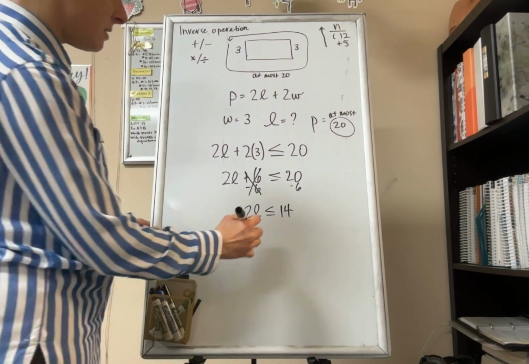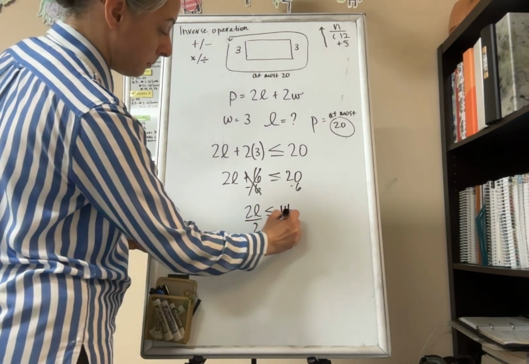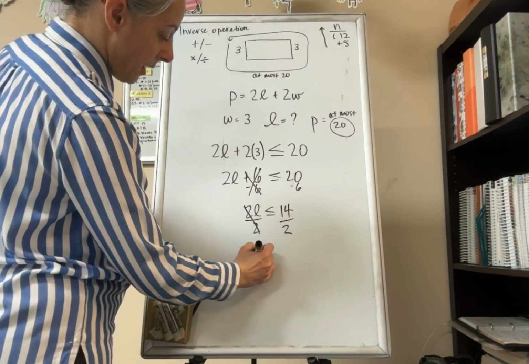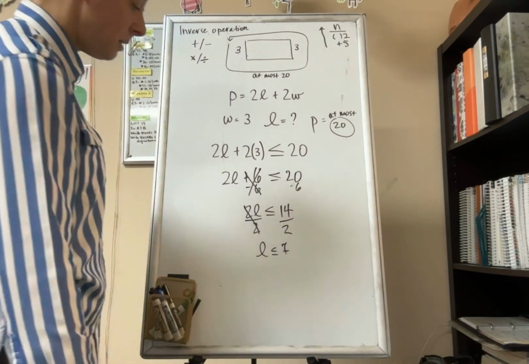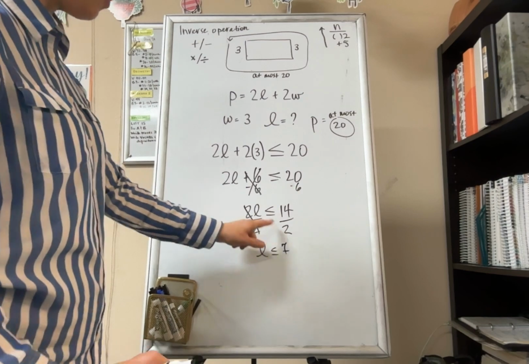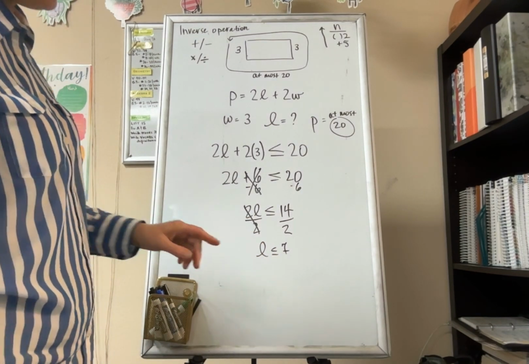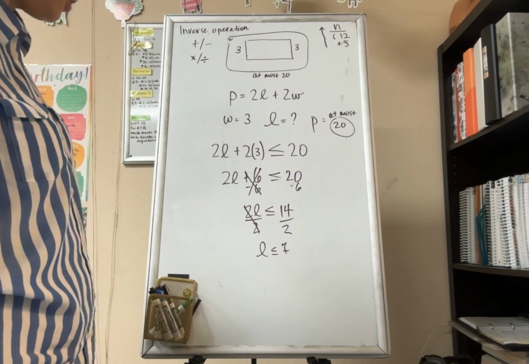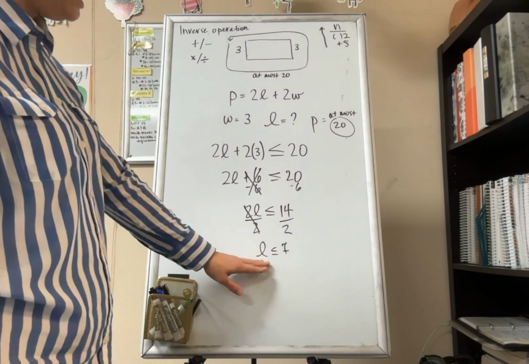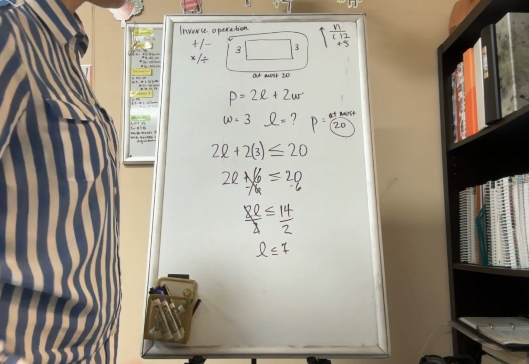And now we need to divide both sides by 2. And that gives us L less than or equal to 7. Now, did we need to reverse our inequality symbol? No, because we divided both sides by a positive integer, not a negative integer. And we came up with length being less than or equal to 7.